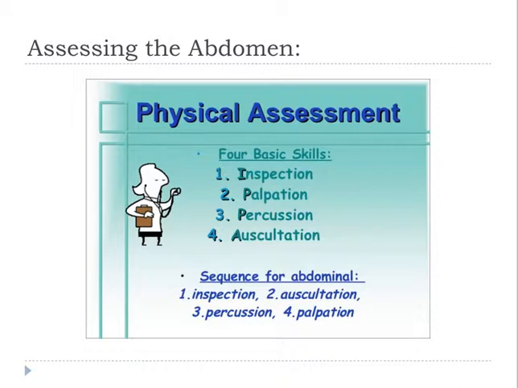When we inspect, what we're assessing for with our eyes is the abdomen's shape. Is it symmetrical? Is the color even across the whole abdomen? Is there equal hair distribution? Are there any bulges, scars, wounds, anything like that?